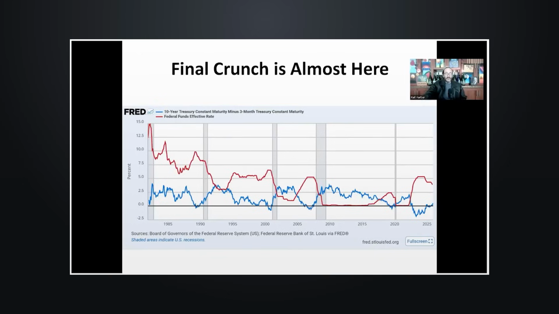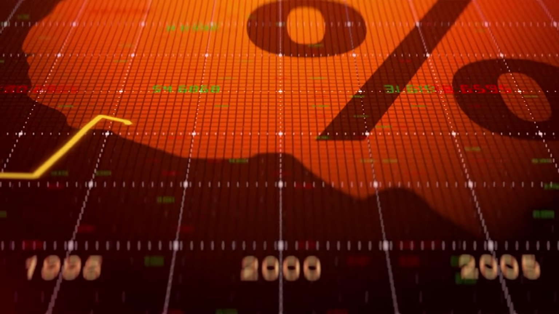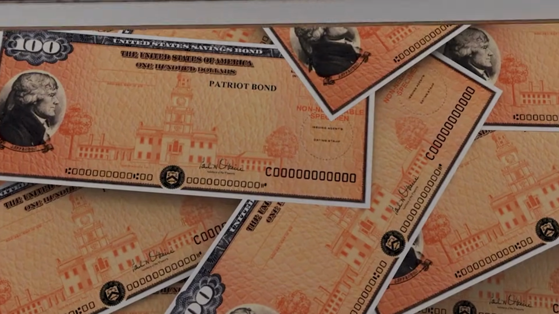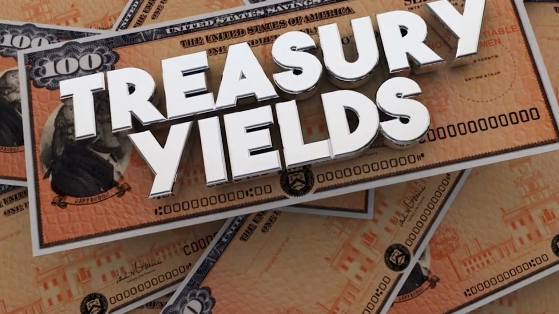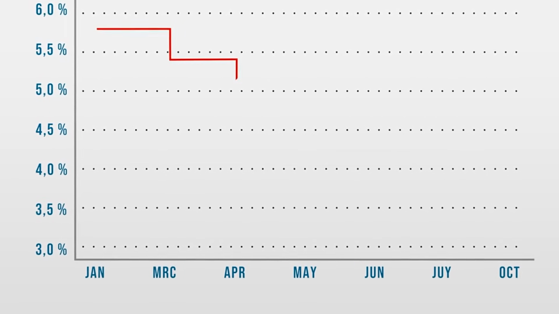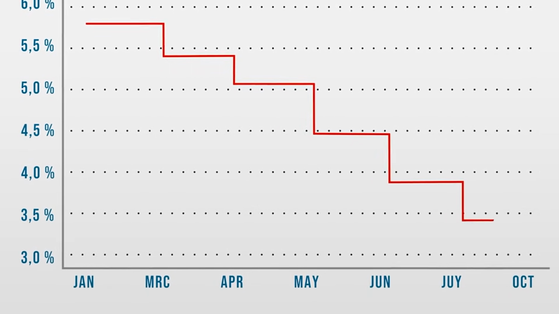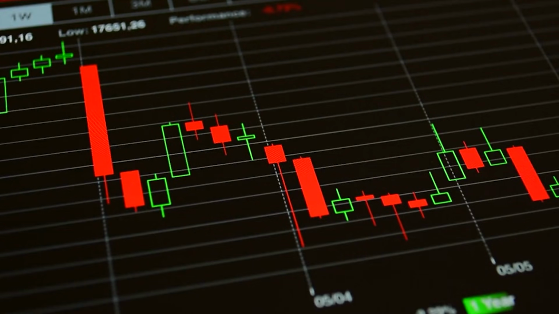Here's another sign that the final crunch, the final crash is almost here. You have in the red the federal funds effective rate, which is the rate that the Fed either hikes or cuts in its rate hiking or cutting cycles, and in the blue you have the spread. Another powerful signal lies in the relationship between short-term policy rates and the yield curve. As the Fed raises rates, the spread between long-term and short-term Treasury yields compresses or inverts. When the Fed eventually cuts rates, that spread widens again. And historically, that widening marks the onset of recessions and liquidity crunches.